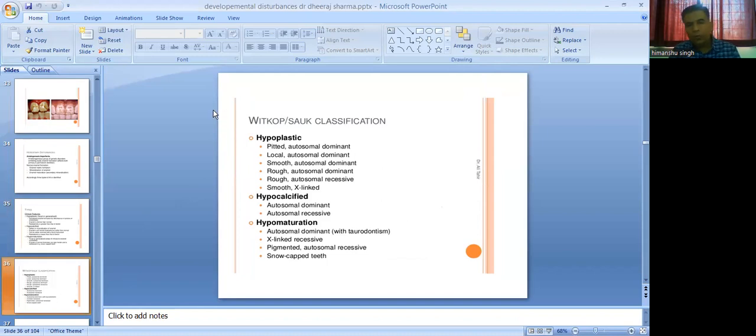Then we have Witkop and Sauk classification. First is the hypoplastic type, with autosomal dominant, autosomal recessive, and X-linked patterns. Then we have the hypocalcified type, autosomal dominant and autosomal recessive. Hypomaturation, autosomal dominant, autosomal recessive, and X-linked.